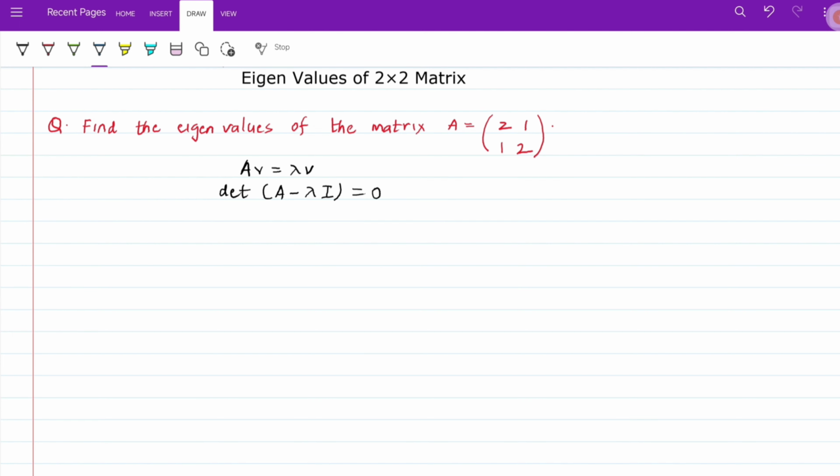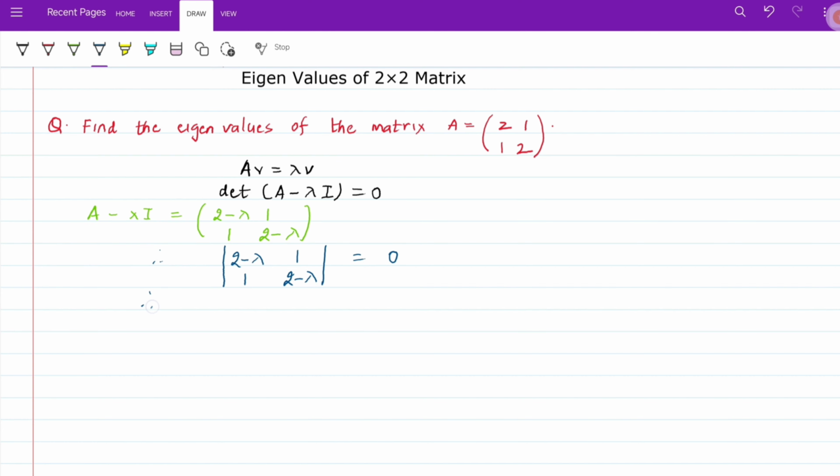Let's get started. Consider the matrix A. A minus λI is [[2 minus λ, 1], [1, 2 minus λ]]. So the characteristic equation will be the determinant of this matrix, that is, the determinant of [[2 minus λ, 1], [1, 2 minus λ]] is equal to 0.